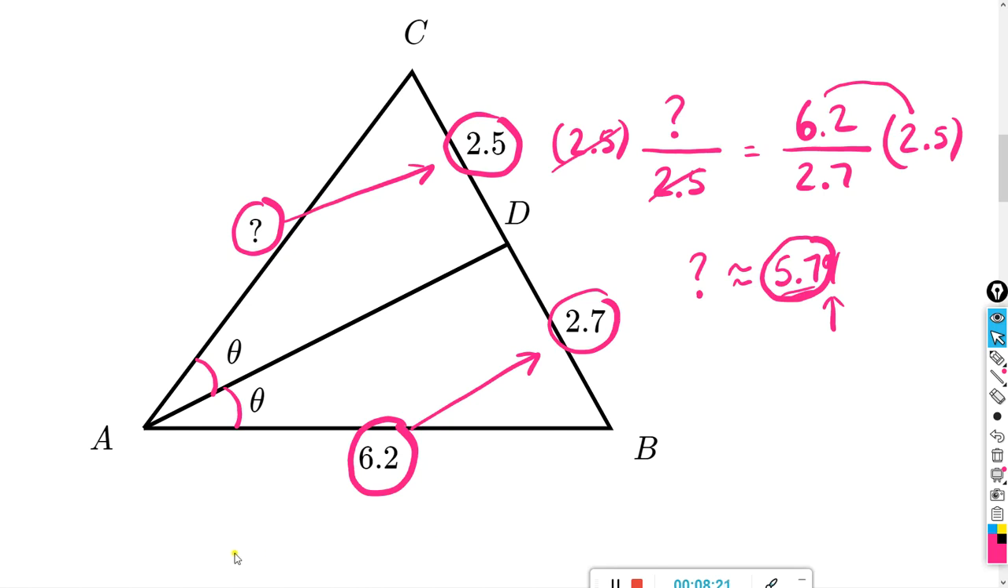So that's basically it. In order for this theorem to work, you need to have one of the angles bisected or cut in half. And then you just ignore the side that's shared by both triangles and set up two fractions with the other sides.